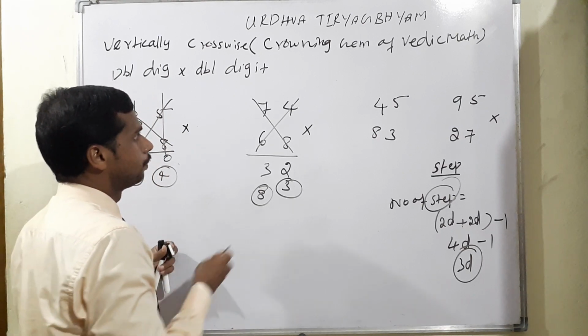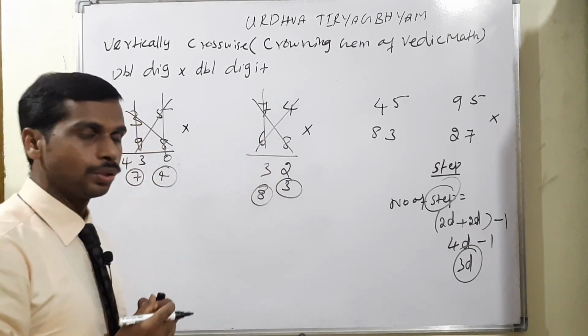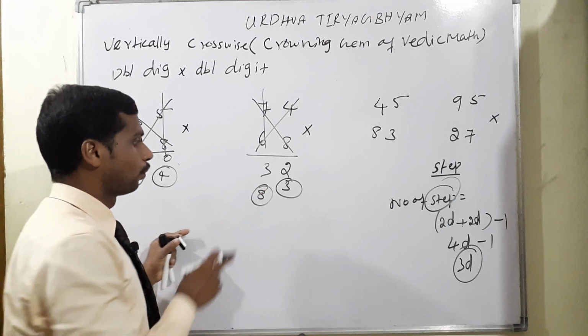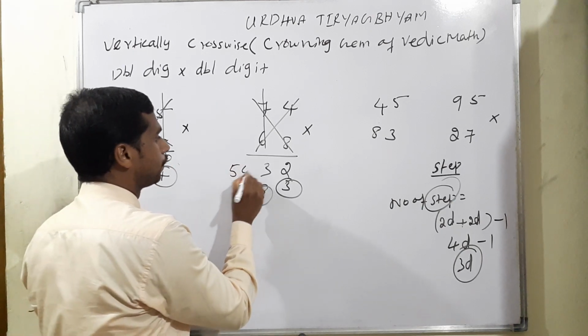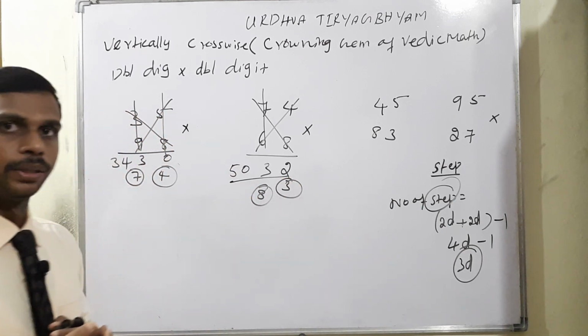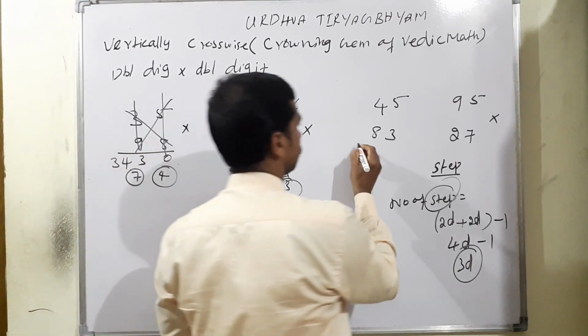So carry will be 8. 7 6s are 42, 6 6s are 36, 6 7s are 42. 42 plus 8 is equal to 50. Therefore the answer will be 5032. Then next step.